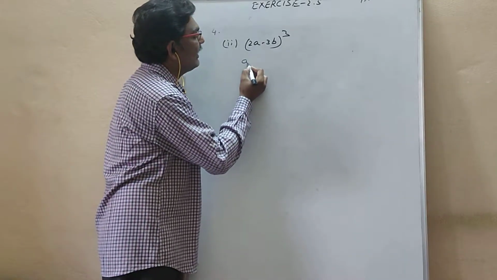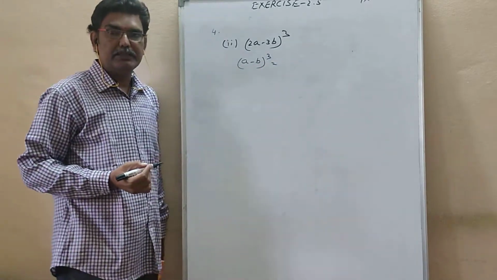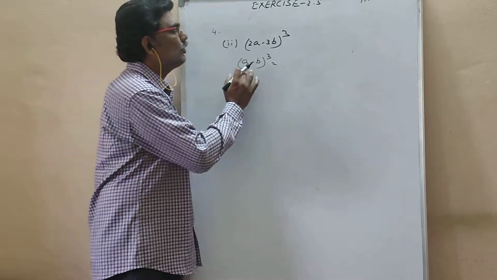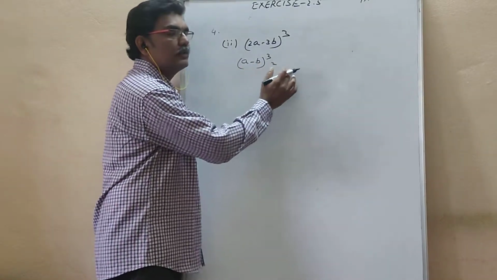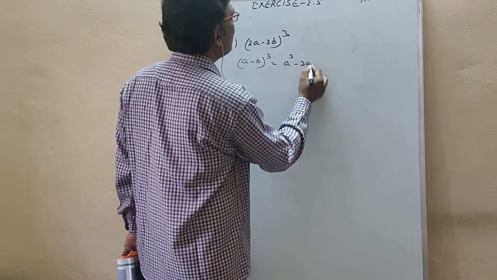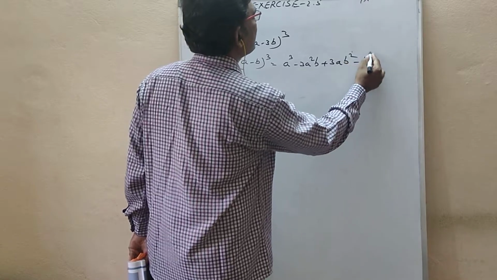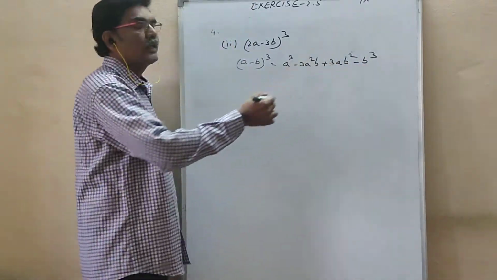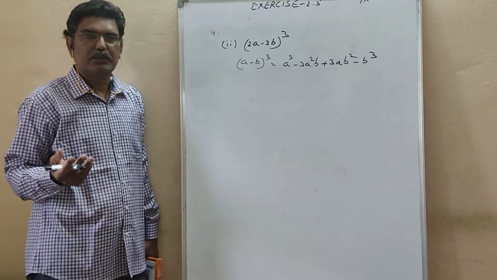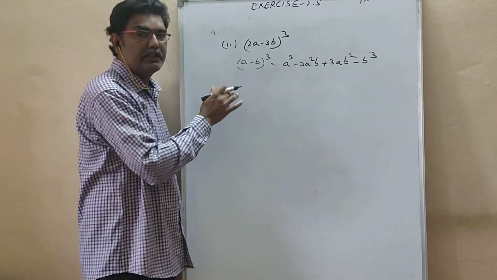It is like a minus b whole cube. So you should write its identity. What is the identity here? a cube minus 3a square b plus 3ab square minus b cube. It is the formula. This you have to learn by heart, like tables. You have to learn this identity by heart.